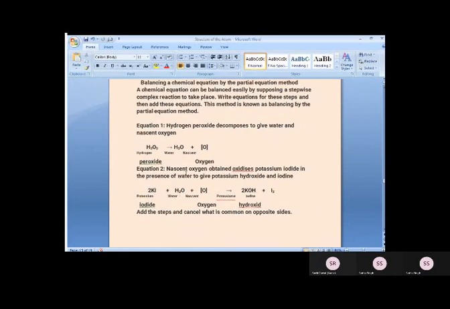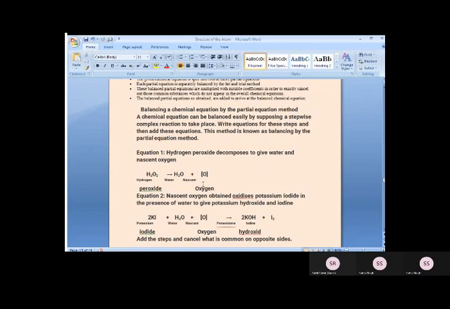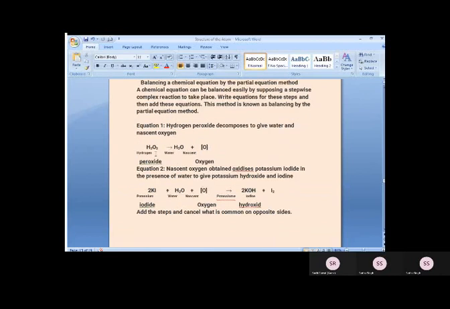Here we have hydrogen peroxide decomposing to give water and nascent oxygen. Hydrogen peroxide, H2O2, is the first partial equation. H2O2 decomposes and gives H2O, that is water, and O. This is known as nascent oxygen. So when hydrogen peroxide decomposes, it gives water plus nascent oxygen.